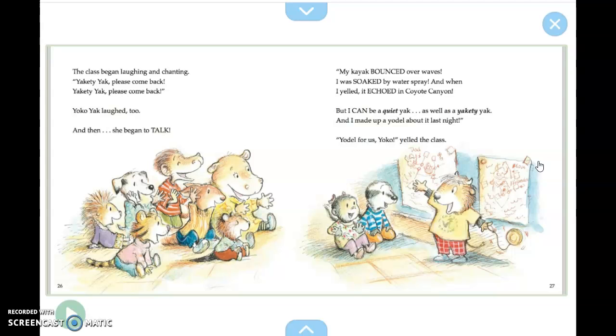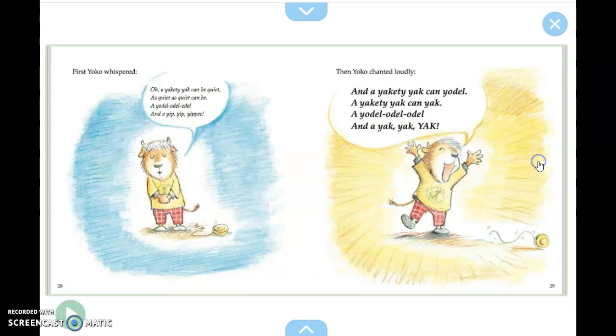"My kayak bounced over the waves. I was soaked by the water, and when I yelled, it echoed in the canyon. But I can be a quiet yak, as well as a yakety-yak, and I made up a yodel about it last night." "Yodel for us, Yoko," yelled the class.